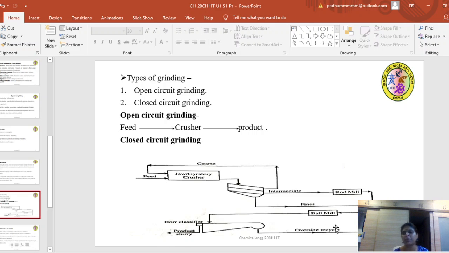And again the oversized particle will be sent back into the ball mill for the further reduction of the particle size, we can say. So this is the closed circuit grinding. In closed circuit grinding, until we get the required size of the product, the process will be rotating among the different equipments. So that is the closed circuit grinding.